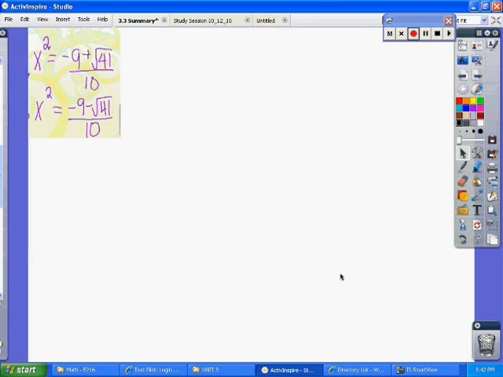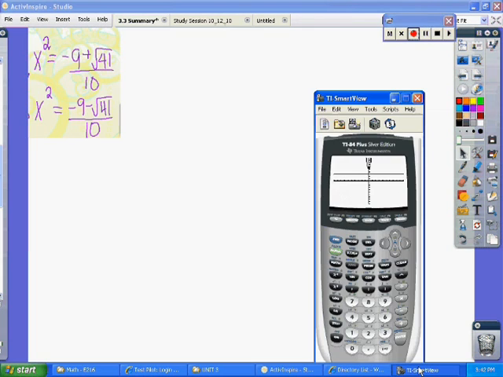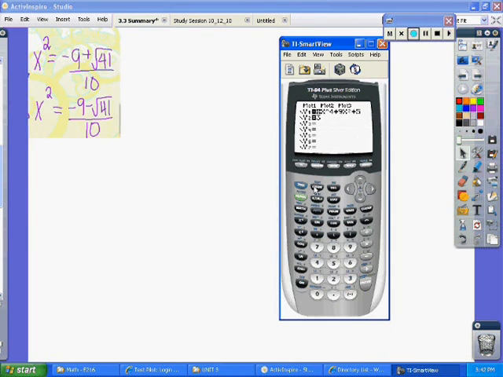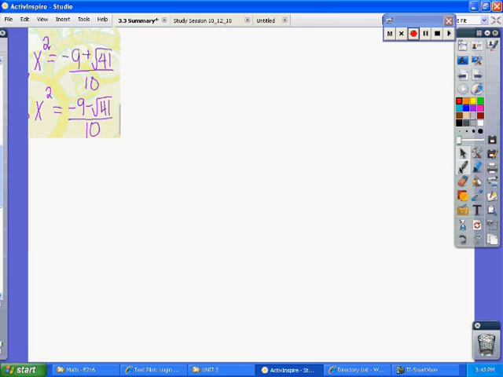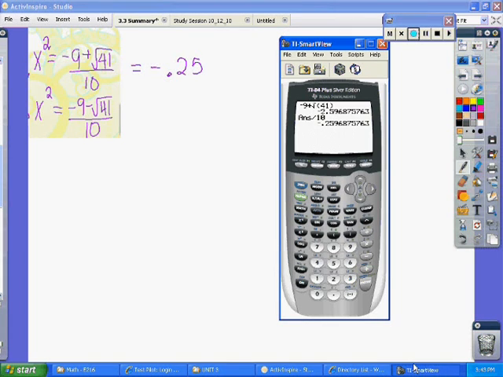And we're going to use our calculator to help us out because I need to see about what number this value makes. So bring this up. All right, so negative 9 plus the root of 41, enter, divided by 10. And we actually get negative 0.25. And then the other one, I'm going to do negative 9 minus the square root of 41 divided by 10. And we get negative 1.5.